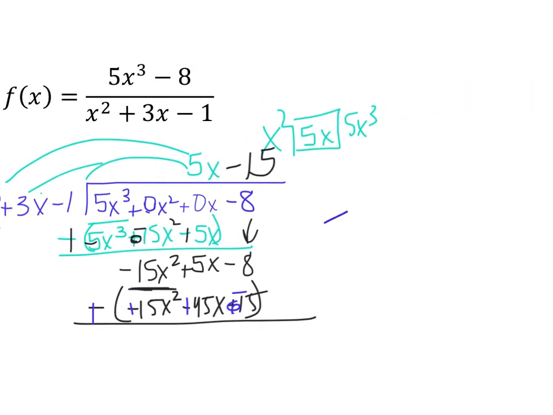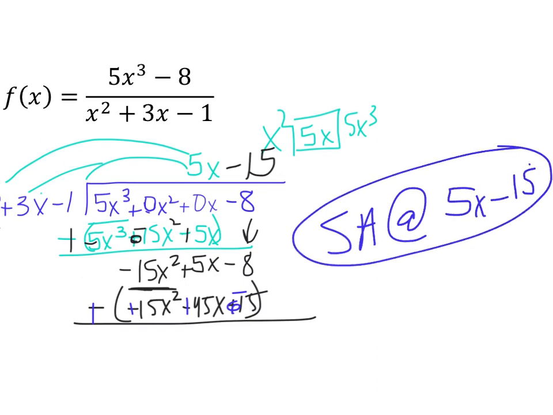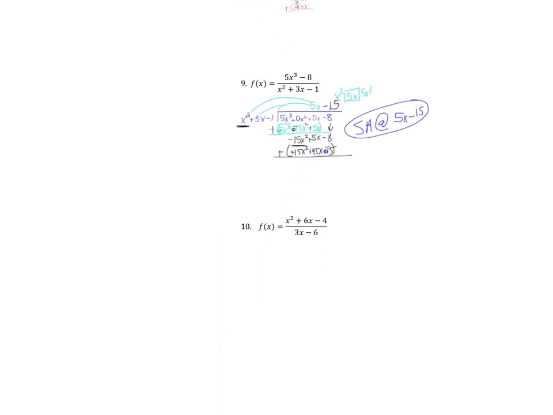What is my slant asymptote? Do you have to simplify it? It's 5x minus 15. Now you can leave it. So this will be 5 and then the y-intercept would be? Negative 15. Perfect. Good, Emmy.